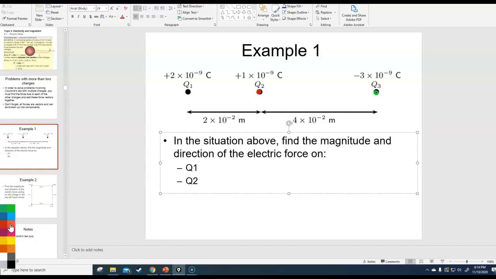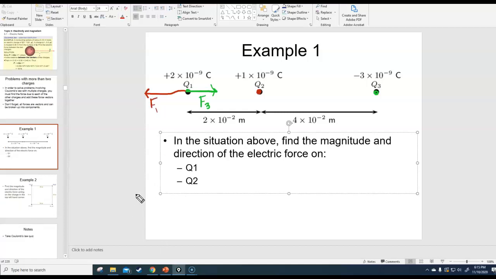All right, so Q1 would feel a force to the left from Q2. Why? Because that's a positive charge and that's a positive charge, and positive and positive repel. Q1 would feel a force to the right from Q3. Why? Because Q1 is positive, Q3 is negative, and so if I'm Q1, I feel attracted towards the right. So I'm going to call this F3, and I'm going to call this F1.